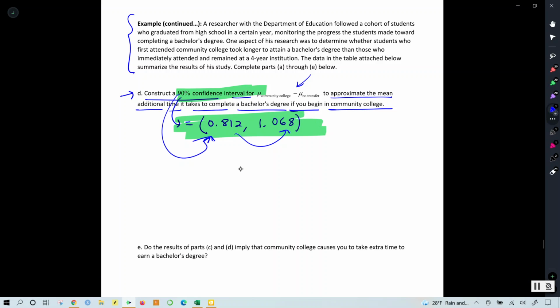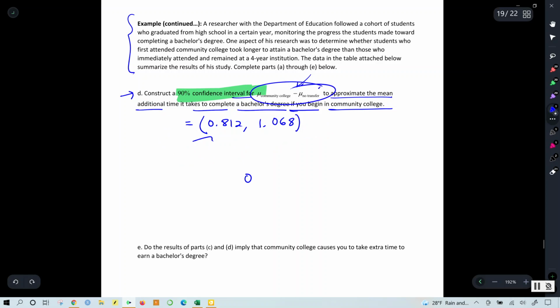Well, what you immediately observe is that 0 is not here. So since 0 is not in that interval, it means the difference is not 0. That is, the difference is more than 0. It is significant, it is considerable. So it means that it definitely takes longer for students who begin in community colleges to complete a bachelor's degree as far as this data set is concerned. And that is what question E is asking.